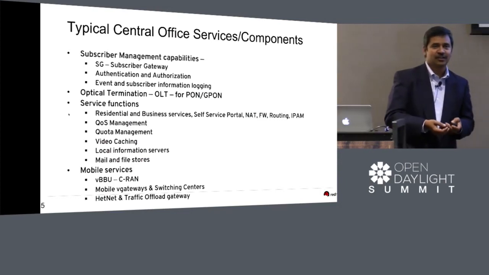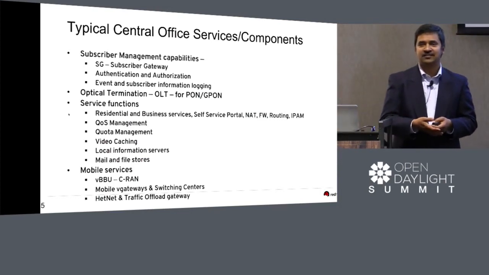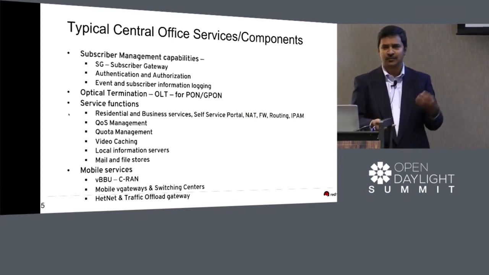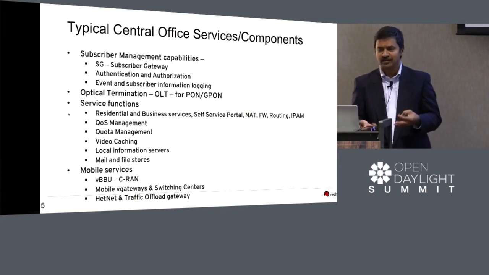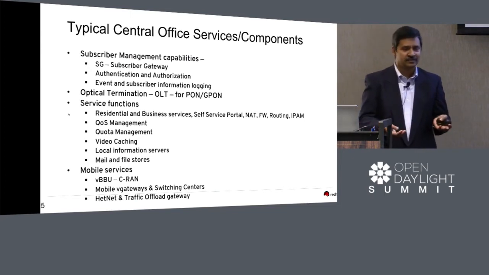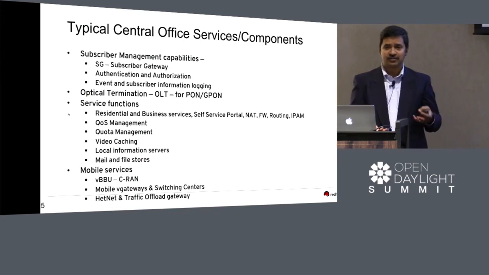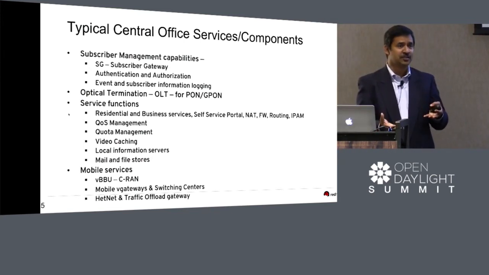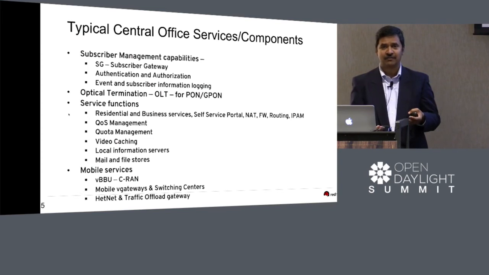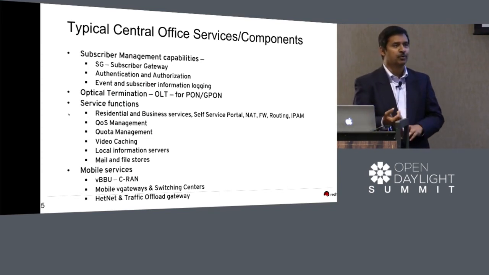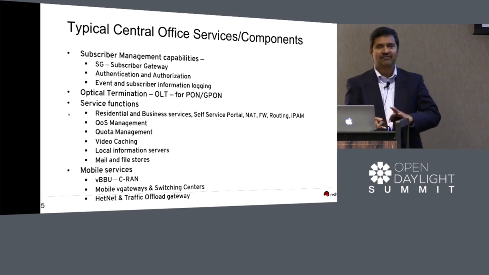Now, if we look at the central office components, what are some of the services that reside today inside a central office? Many subscriber management services, both for residential and mobile. Subscriber gateway functions, authentication and authorization functions, event and subscriber information logging, correlation. The physical termination capabilities, whether it's optical termination or DSL termination, but there's some termination of the wires and the lines itself. The various different service functions that reside there. Portals, NAT, firewall, routing.